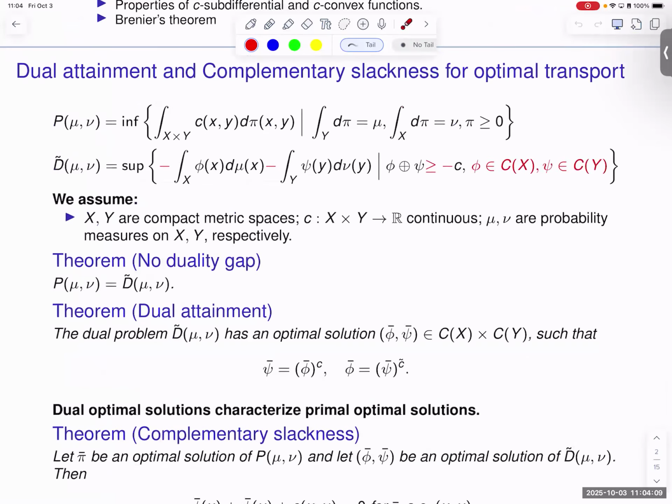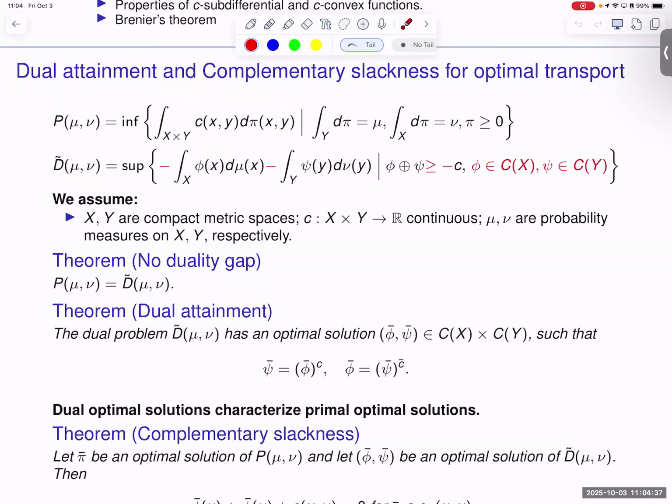So let's remember the duality. So here the primal problem is to minimize the total transport cost for transport plans having these given marginals mu and nu. So you want to basically transport this mass distribution mu to another mass distribution nu, okay, with certain transport plans, and then you want to minimize the transport cost.